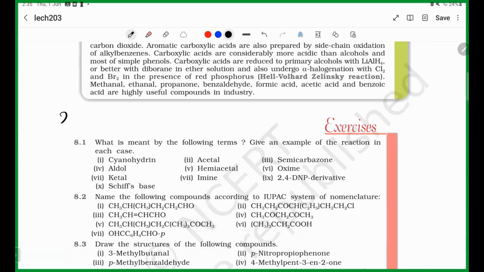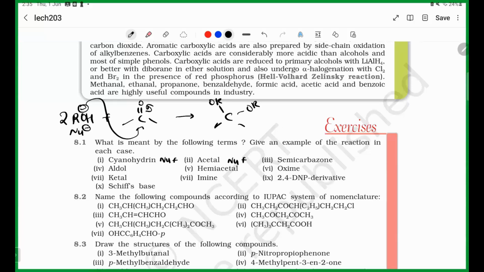As a term, when two molecules of ROH react with a carbonyl group, you get an acetal formation. Basically, the ROH again acts as a nucleophile. This is an example of nucleophilic addition. The oxygen as a nucleophile attacks the carbon atom, and this forms a hemiacetal, which is one of the steps in the middle. And then it forms an acetal after one more attack of alcohol.